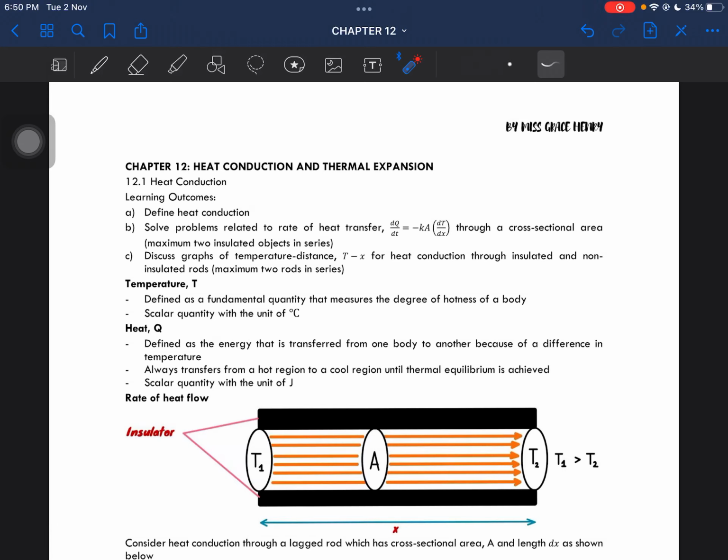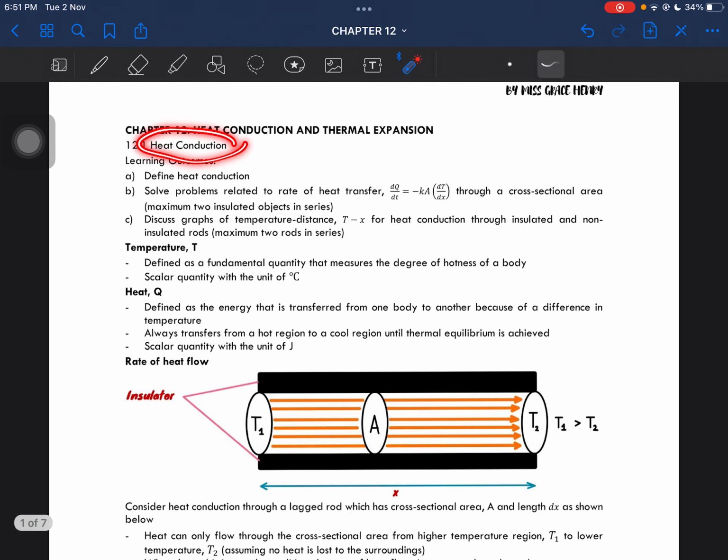Hello everyone, welcome back. So today we will be entering chapter 12, which is on heat conduction and thermal expansion. So there's two subtopics in this chapter. The first subtopic is heat conduction.